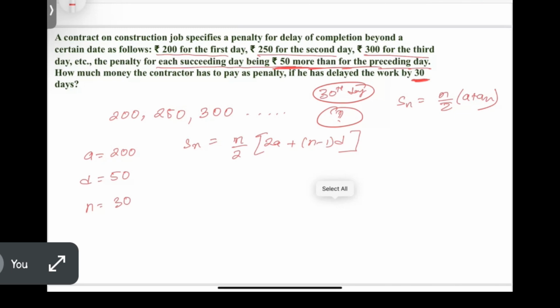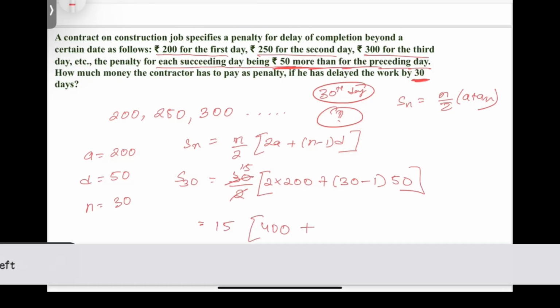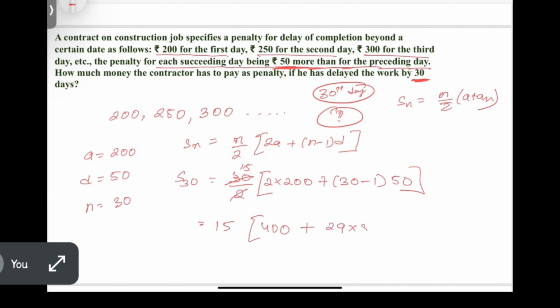So n here is 30, so n divided by 2 is 30 divided by 2. Twice a is 2 into 200 is 400, plus n minus 1, which is 30 minus 1, times d, which is 50. Now 2 into 15 is 30, so that is 15, and 2 into 200 is 400, plus 29 into 50.